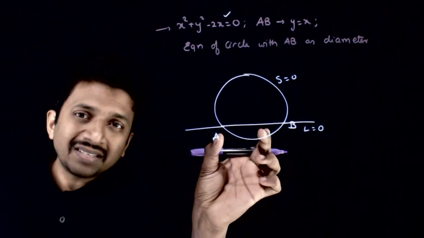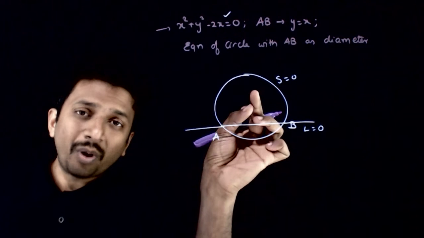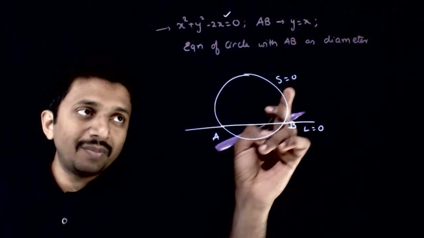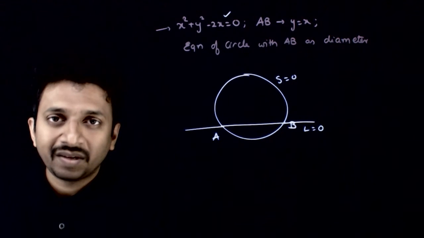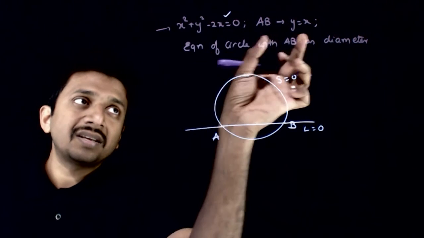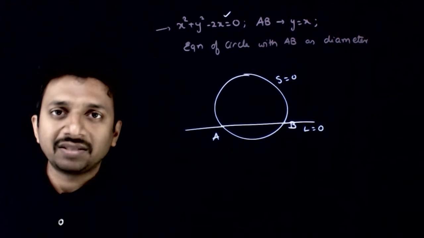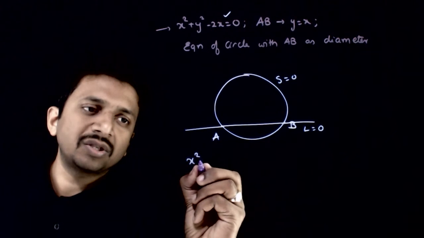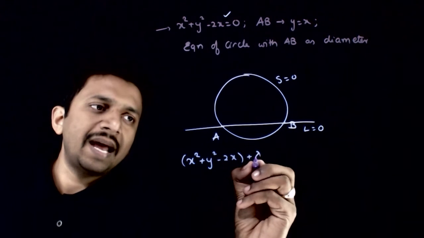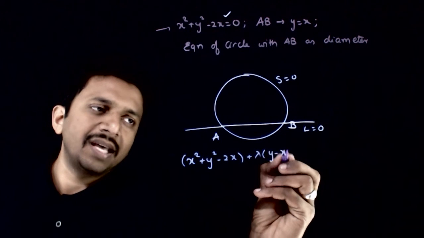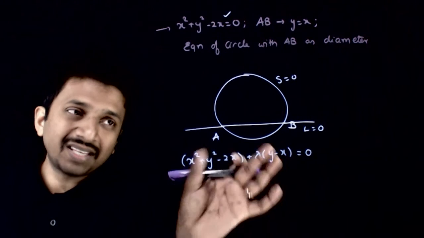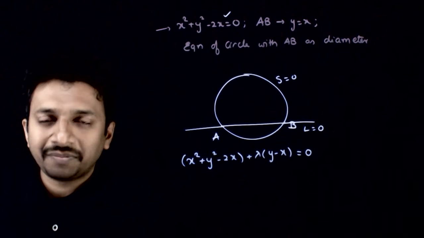So first, any circle passing through the point of intersection of S is equal to 0 and L is equal to 0 is given by S plus lambda L is equal to 0, right? So any circle which is passing through the intersection of this and this is given by S plus lambda L is equal to 0. That is x square plus y square minus 2x plus lambda times (y minus x) is equal to 0. This is the equation of any circle through the 2 points A and B.